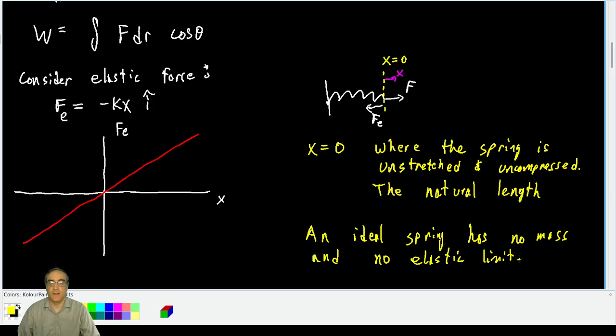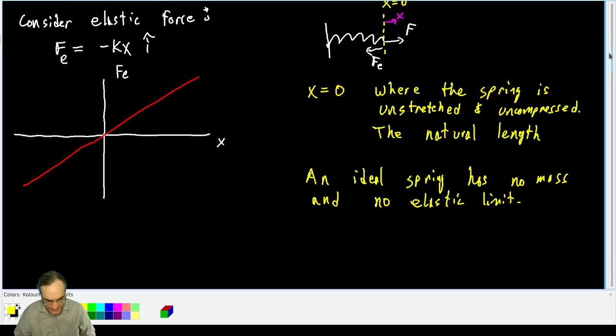For relatively small forces, relatively small amounts of compression or stretching, the spring will return to its natural length consistently every time you release it. If you overstretch or overcompress a spring, it may not return to its original length. But this gives us a force that depends on x and is along the x direction, and it is variable in size. So we're going to try and calculate the work done by a spring when the spring is forcibly stretched or compressed by an external force.